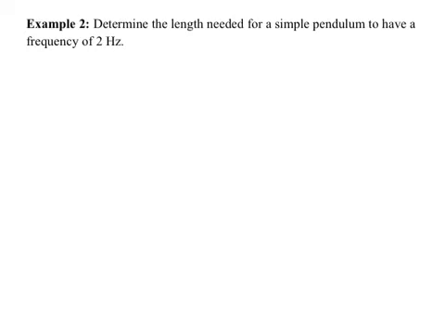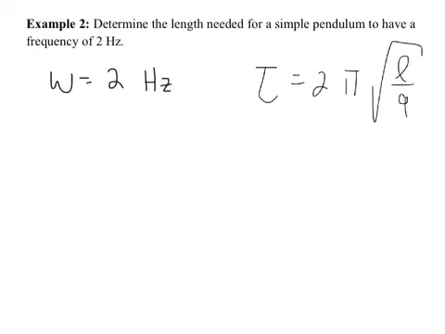Alright, in this problem now, it says to determine the length needed for a simple pendulum to have a frequency of 2 hertz. Well, we're given the frequency, so omega is 2 hertz right away. But the issue we have now is that the length of a pendulum is related to the period of the pendulum with our formula tau equals 2 pi square root L over g. And we'll notice that there is no omega in this formula.